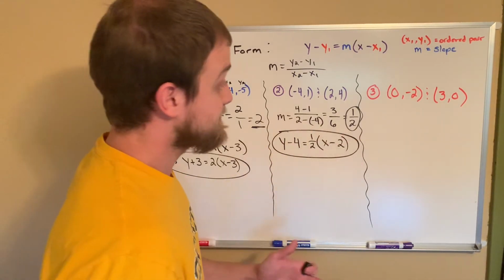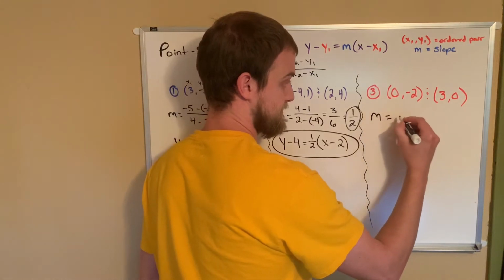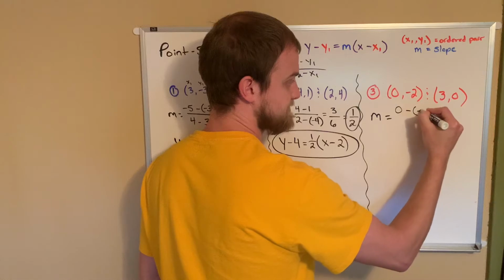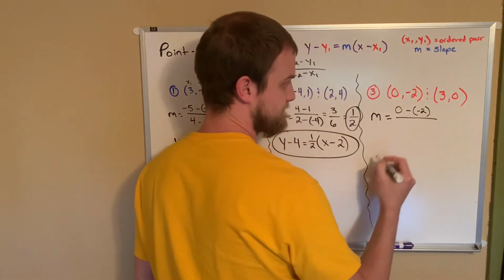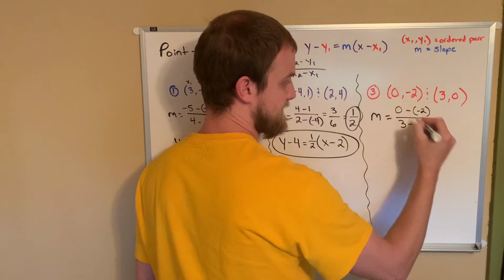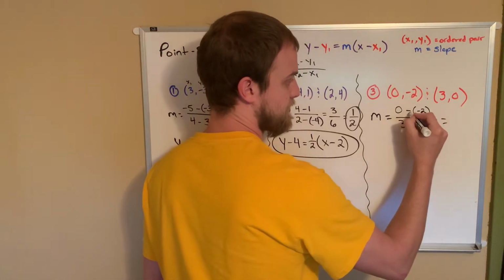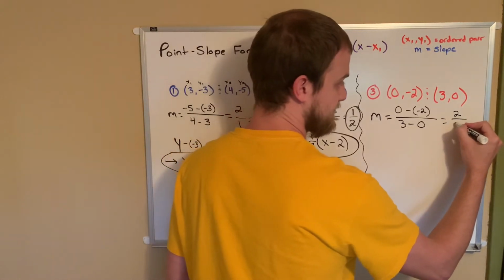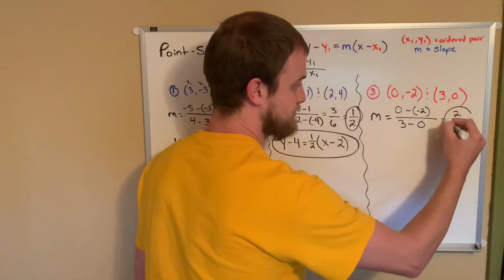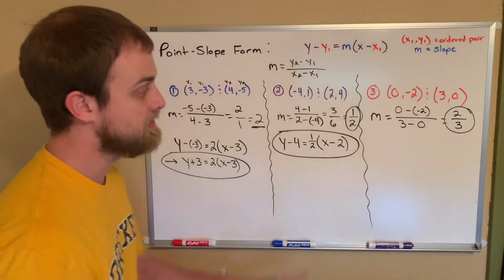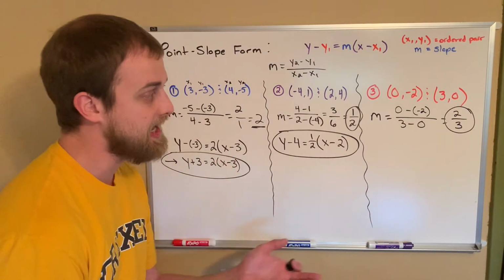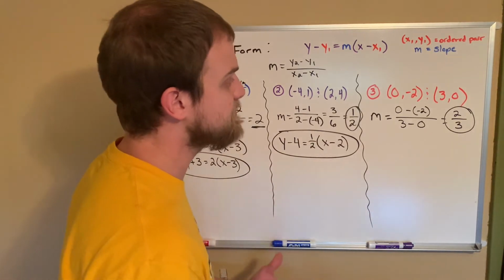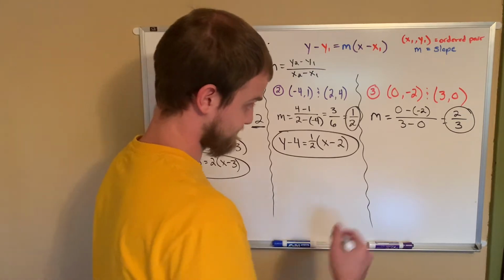Last but not least, let's find the slope. Okay, so my y sub 2 is 0 minus my y sub 1, which is negative 2, over 3 minus my x sub 1, which is 0. Let's see, 0 minus negative 2 is positive 2. 3 minus 0 is 3. So my slope is 2/3. That's reduced, ready to rock and roll here. What I am going to do for this one, because something interesting happens, is I'm going to show you both answers in this one, just to see something unique that can happen with point-slope form.